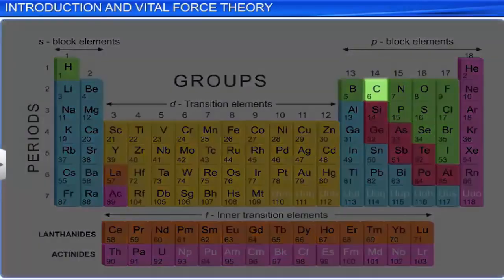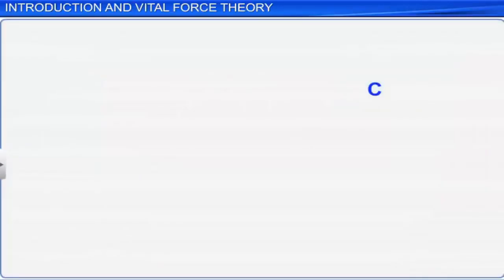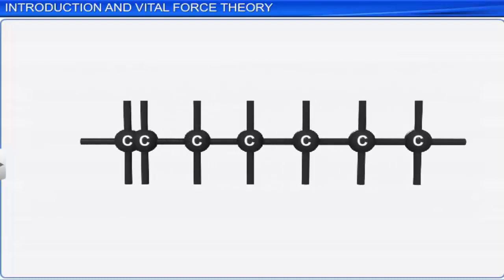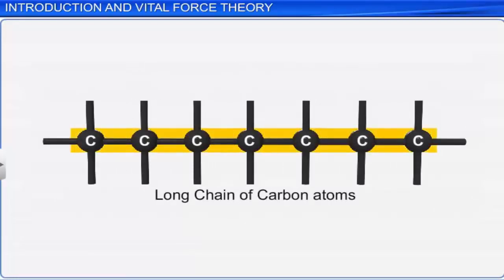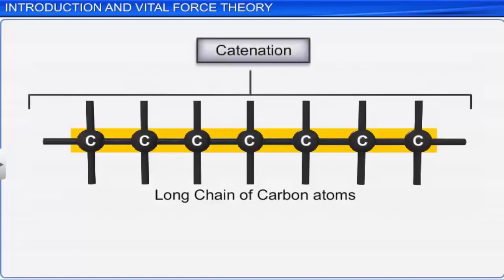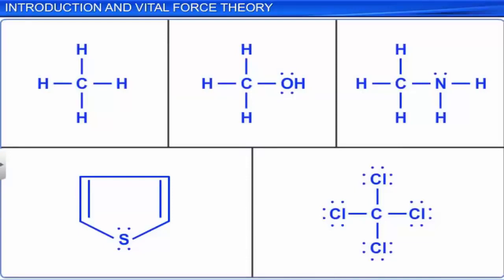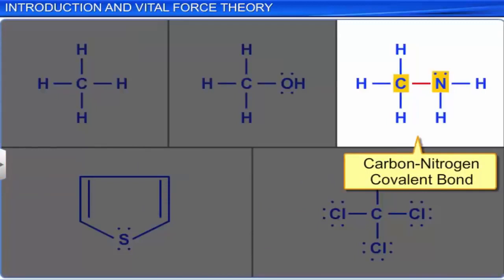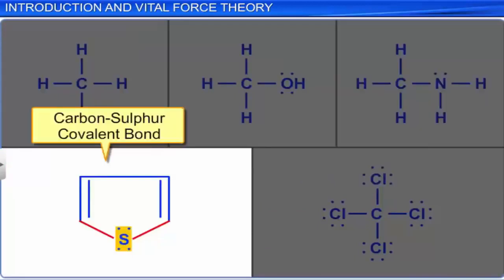Carbon is an essential element of all organic compounds. Carbon, which is tetravalent, has the ability to successively bond with other carbon atoms to form long chains or rings. The property of self-linkage of carbon atoms is known as catenation. Carbon also forms covalent bonds with hydrogen, oxygen, nitrogen, sulfur, and halogens.